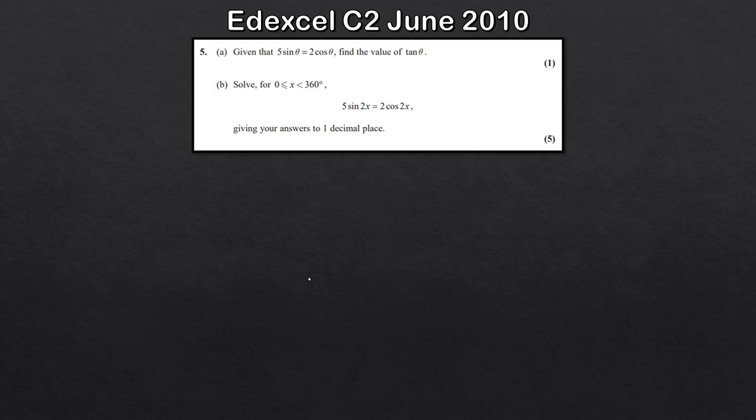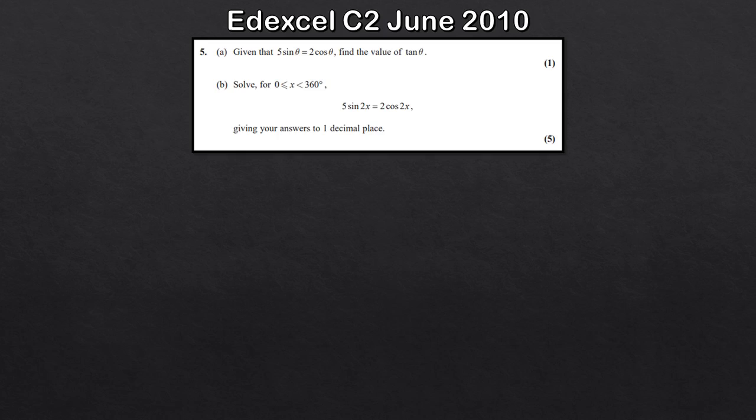And what you should notice here is between part A and part B, the equations are almost identical. The only thing that changes is we're not working with theta, we're working with x, and it's 2x rather than just theta. Okay, but the working and the method is almost the same. Obviously this time all we do is we divide by cos 2x on both sides. But you don't even need to show this working.